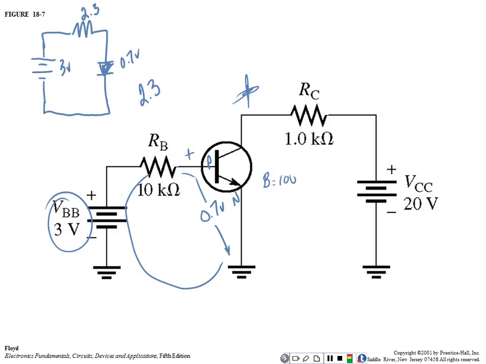Now, of course, I know I can calculate what? I can calculate IB. How can I calculate IB?